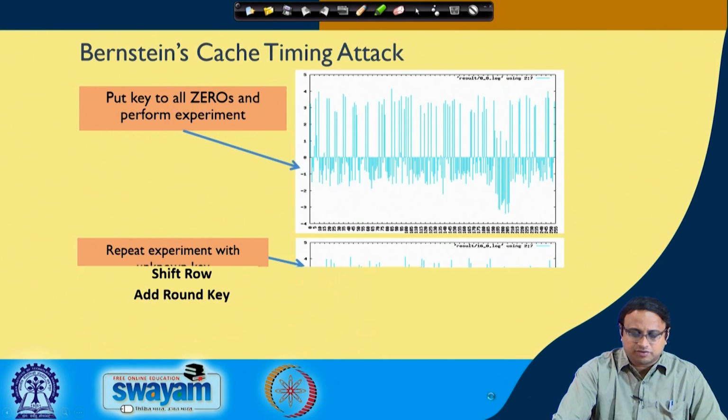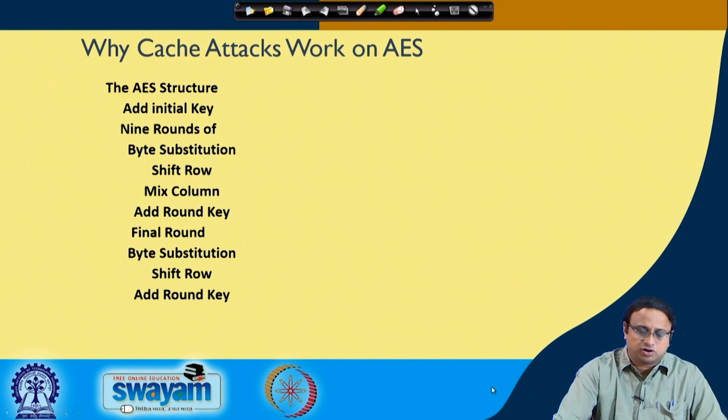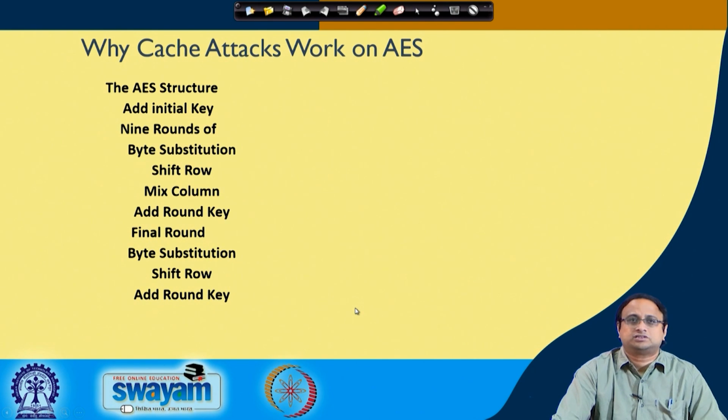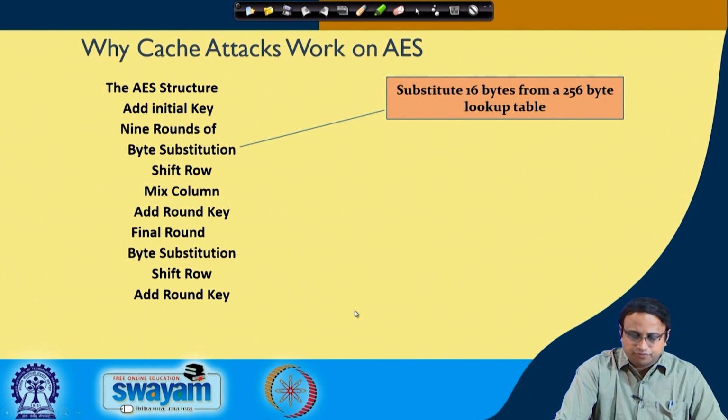So this is a very interesting attack, and people have tried to analyze why cache attacks work on AES. For that, let us just recollect the structure of AES. This is the structure of AES, and then we have to understand how we implement AES in software. For that, we note that this byte substitution can be implemented as 16 bytes going through a 256 byte lookup table.